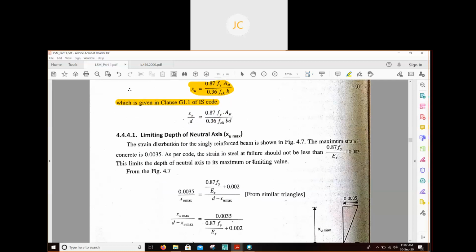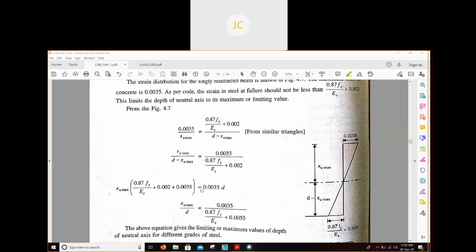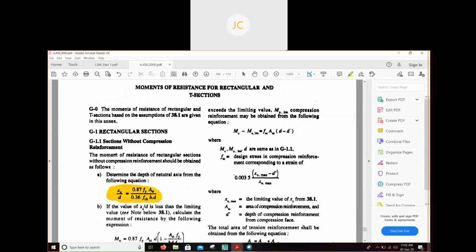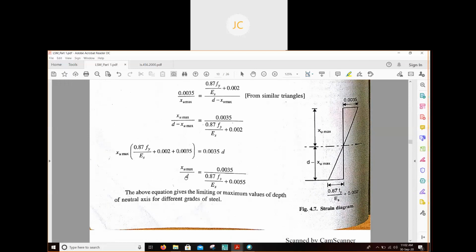Okay, so now you see limiting depth of neutral axis. That means the maximum value of depth of neutral axis. So you can see it is written here, the strain distribution for single reinforced beam. So for finding out the maximum value of the depth of neutral axis, XU max, in IS 456 it is written XU max only. Okay. So for getting the maximum value of neutral axis, we have to use this formula.